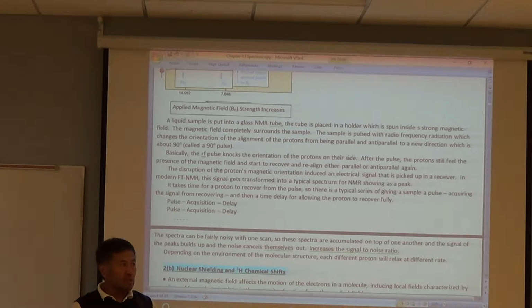The gap is in the radio frequency range. It's not a really strong electromagnetic field, a little weaker radio frequency matching the gap. When you match the gap, you can absorb.